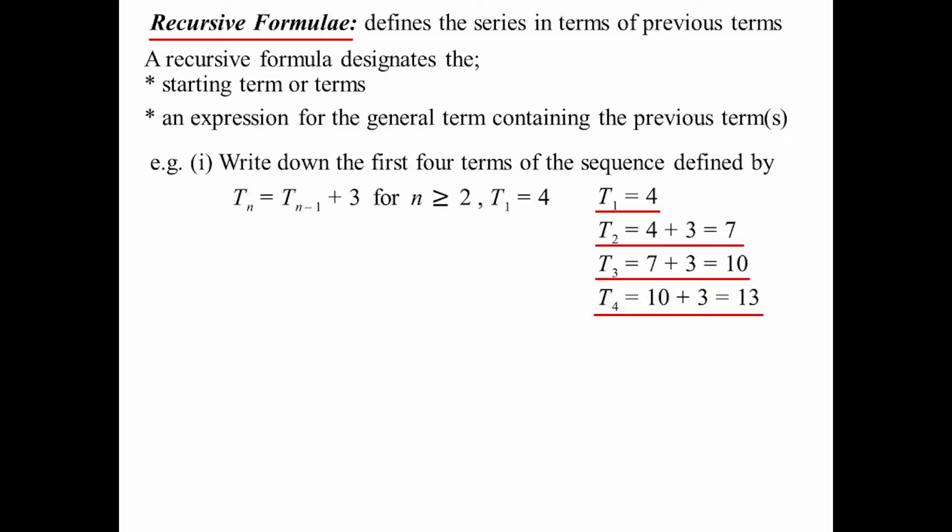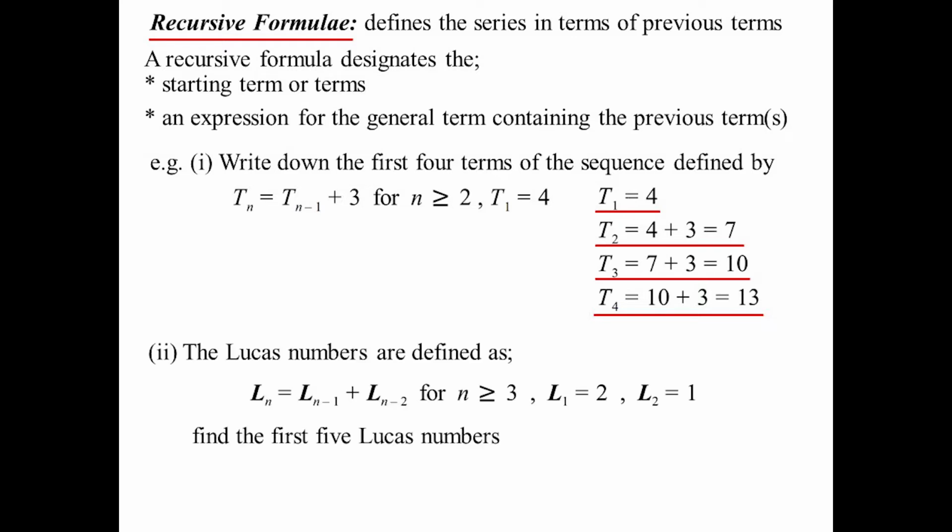So if the first term is 4, the second term then will be 4 plus 3, which is 7. The third term will be 7 plus 3, which is 10. The fourth term will be 10 plus 3, which is 13. So that's what's called a recursive formula. It's using the terms that came before it.